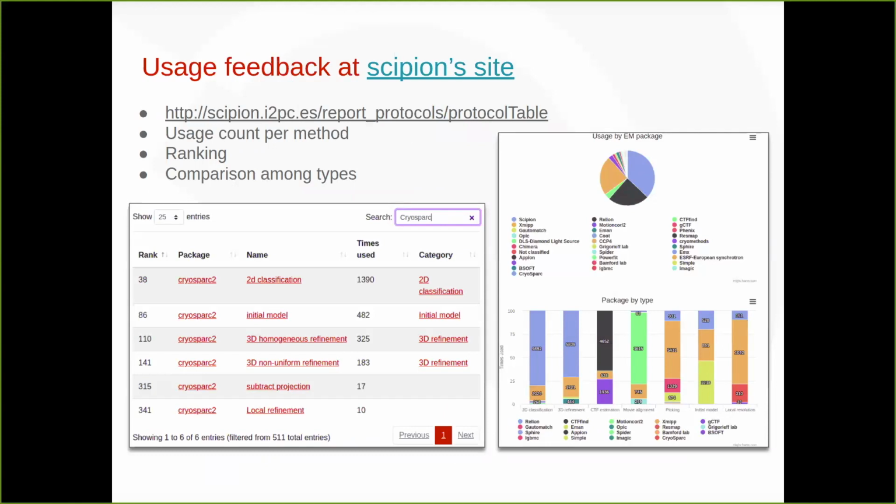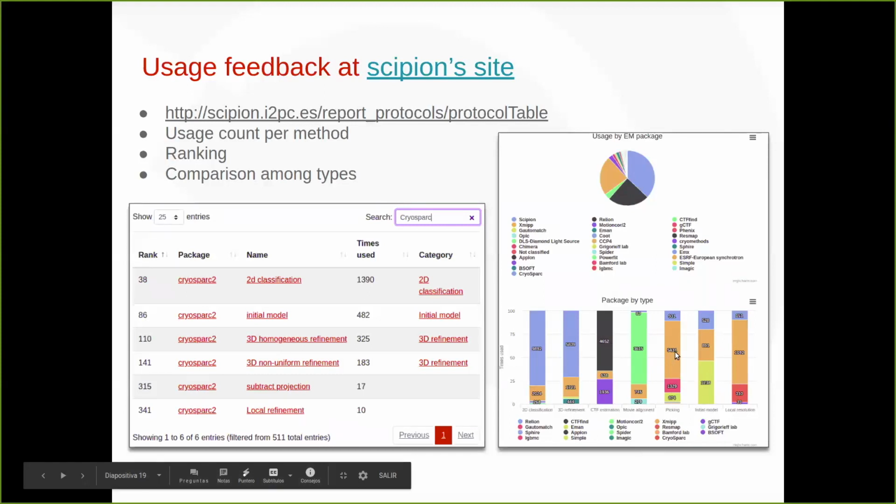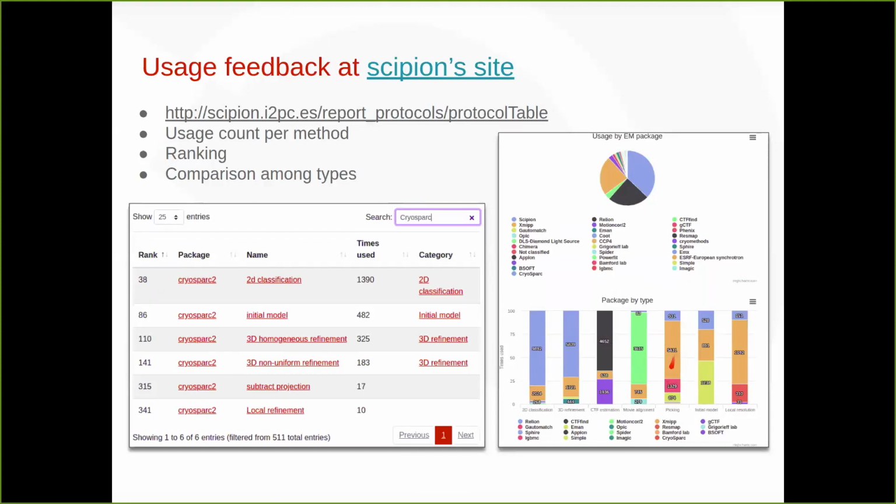These are some examples of what you can see on the Scipion site. That is the URL. You can see a table with a ranking, and you can see the count, the number of times, in this case, the CryoSPARC 2D classification method is being used. And you can also compare your method with other methods of the same type. So you can see here the picking column. These are dominant here in movie alignment. I think this is MotionCor, but other types have more spread usage.